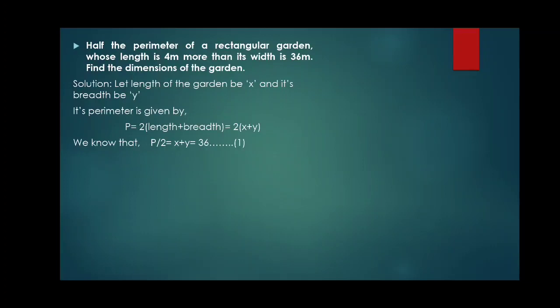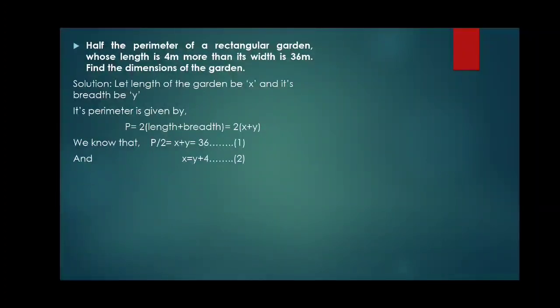So since they are talking about half of the perimeter, p by 2, divide the first equation by 2, you get p by 2. So 2 of x plus y divided by 2 cancels out. What is remaining is x plus y, and half the perimeter is 36 meters. So the equation is x plus y is equal to 36. That is our first equation.